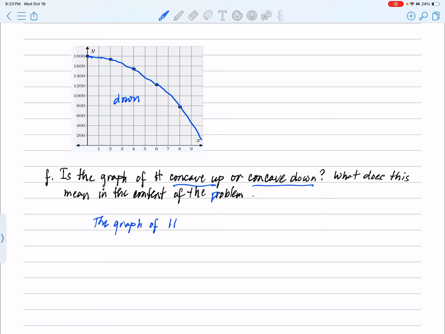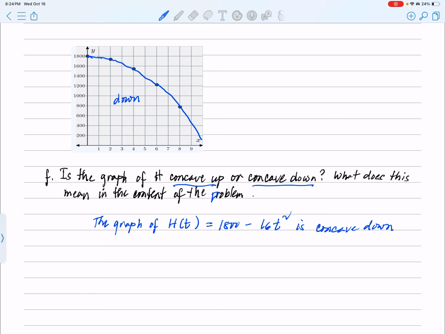of the function h of t equals 1800 minus 16t squared. Do not just say concave down or concave up. You have to be specific. What are we talking about? We're talking about the graph of what? The graph of the function h of t equals 1800 minus 16t squared is concave down. That is how you should answer it in a test.